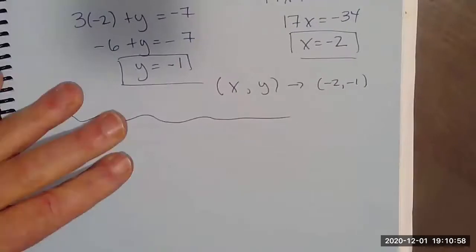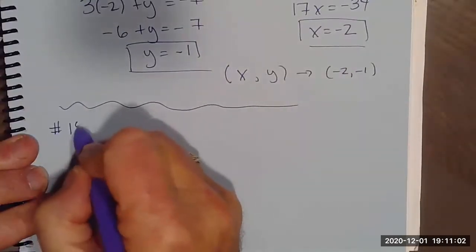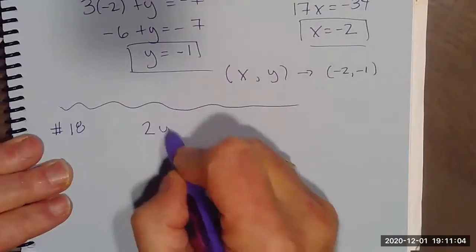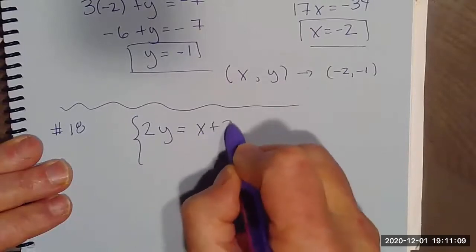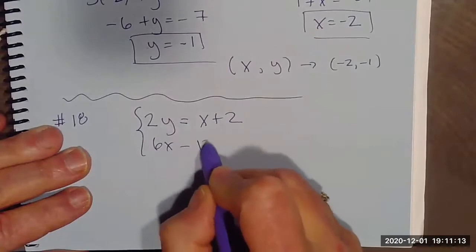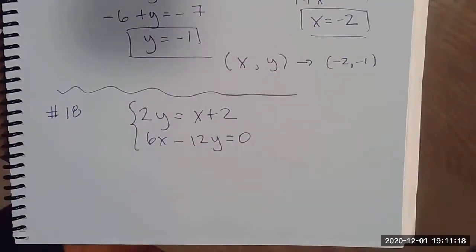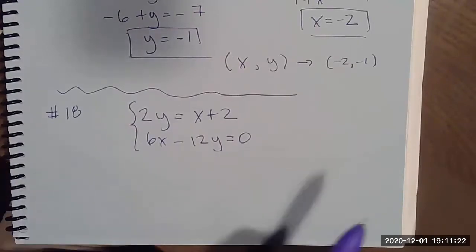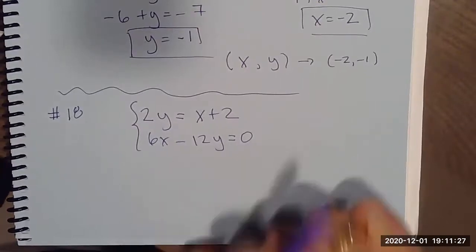Okay. Another homework problem. Okay, 18. All right. 18 is 2y equals x plus 2. That's the first equation. Second equation is 6x minus 12y equals 0. All right. You just talk it out. I'll write it, and I'll listen, and I'll interrupt you if I need to, because you're making a mistake. So you just talk it out like you've done already.